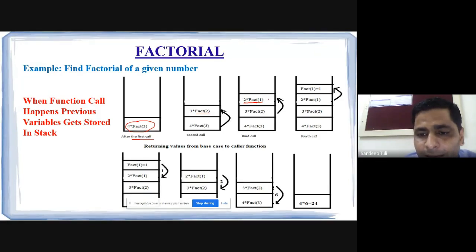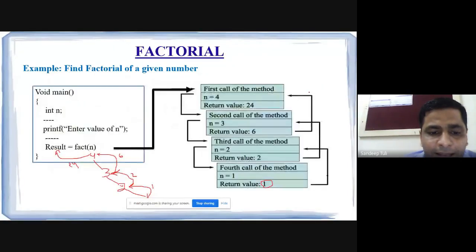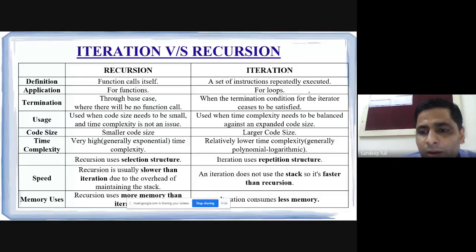Okay, and then again factorial 1, this operation holds. So factorial 1 is being called. Now what is the value of factorial 1? In that case, factorial 1 returns 1. Okay, factorial 1 returns 1.